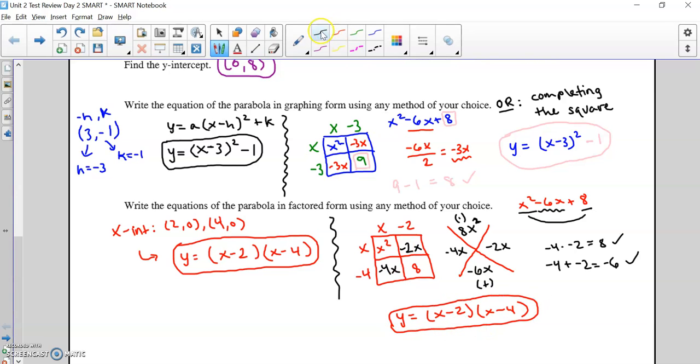Okay, so again, it's up to you which method you prefer. We've learned both, but I wanted to make sure you're comfortable with each of them.